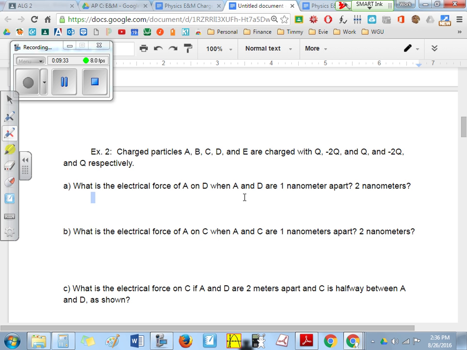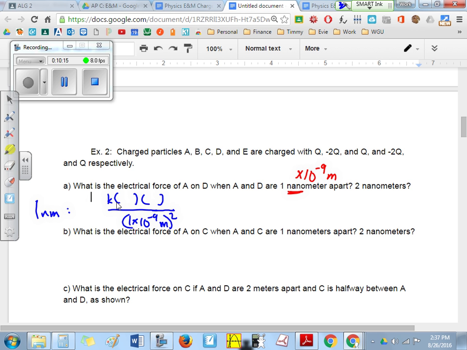Remember, a nanometer is times 10 to the minus 9th meters. Nano means billionth of. Sorry about the silly prefixes we use. Anyway, you're going to be using KQQ over R squared, and the R is literally the distance between them. So you just do 1 times 10 to the minus 9th. This is for the 1 nanometer case.